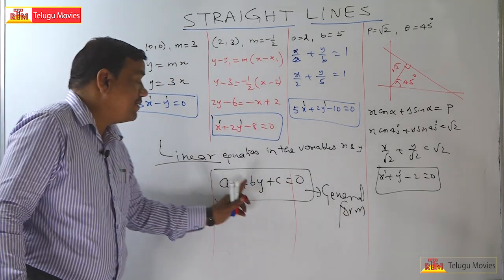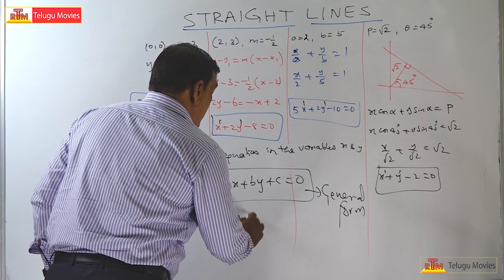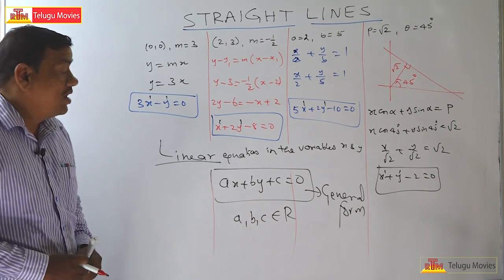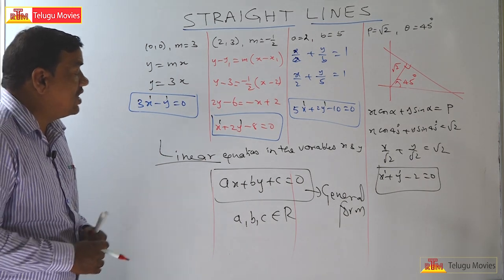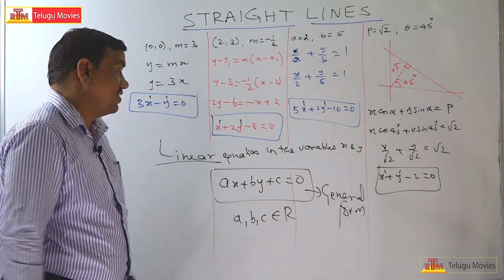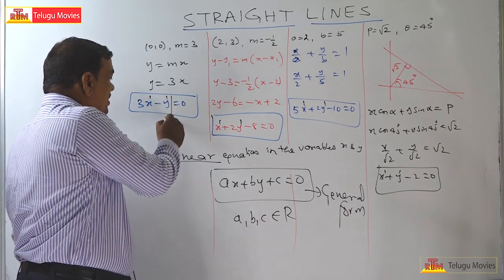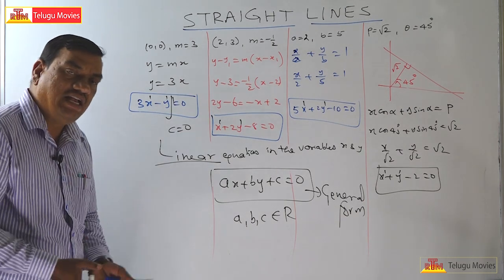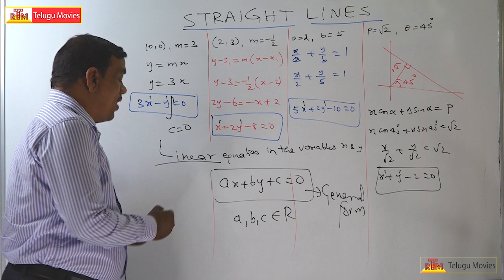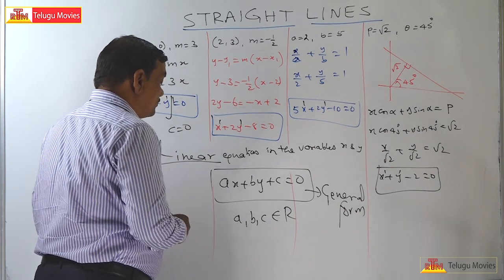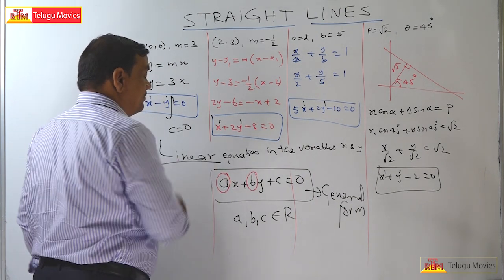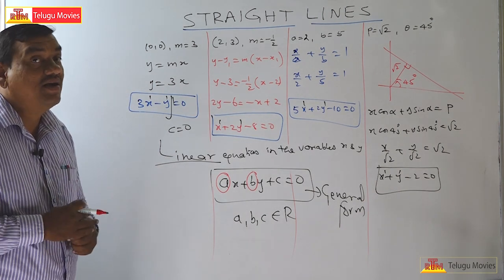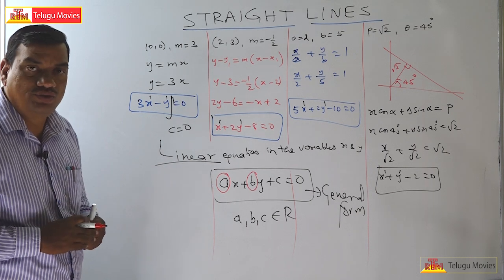Sir, here what are a, b, c, sir? Right. There a, b, c are real numbers. And is there any condition on a, b, c? Yes, there is a condition. Why? Because see here in the first equation, c is equal to 0. There is no constant term. Okay. c may exist, may not exist. What about a and b? Both a and b do not simultaneously equal 0.